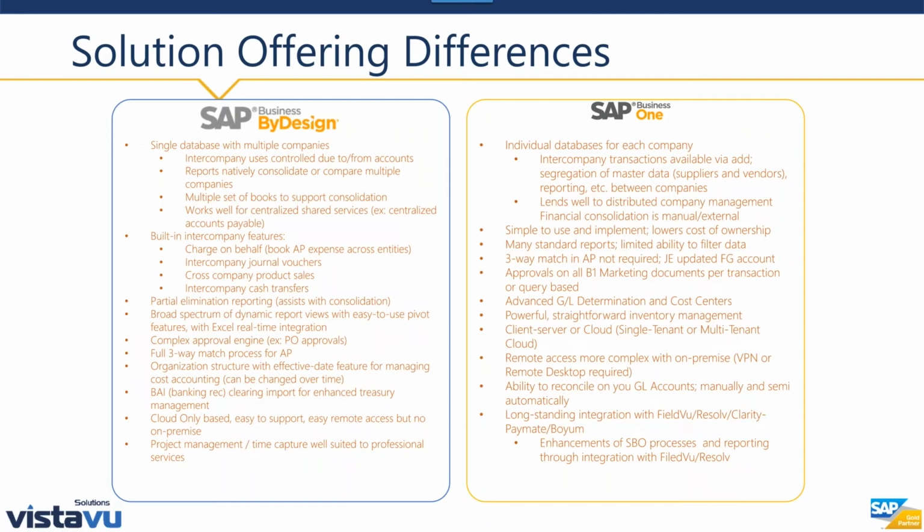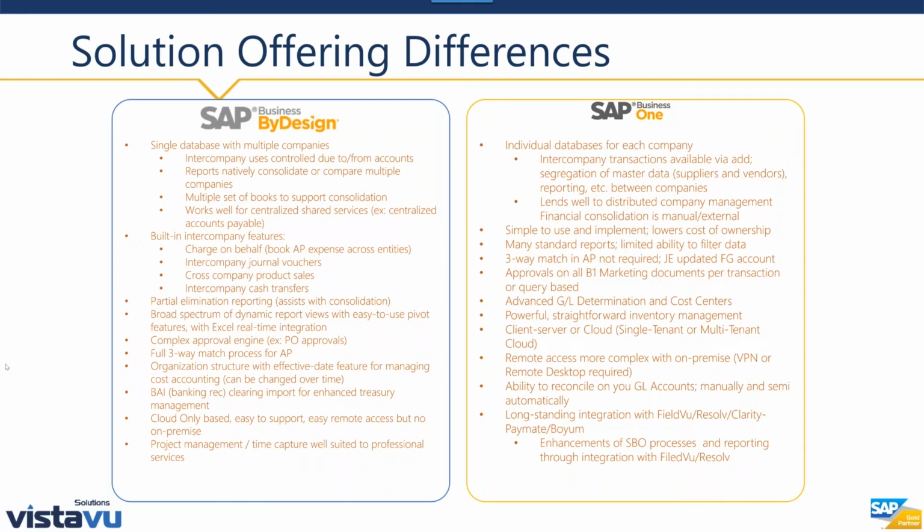But both of the options are great for small to medium size up into large businesses. With ByDesign, you have a ton of standard reports. We'll be reviewing a few of them today. It does have a limited flexibility in some of your reporting, whereas SAP ByDesign might allow you to pivot and create reports a little bit more ad hoc. It has approvals as well. It allows you to have advanced GL determinations and cost centers, which allows you to really drill into how things will be accounted for in your system overall.